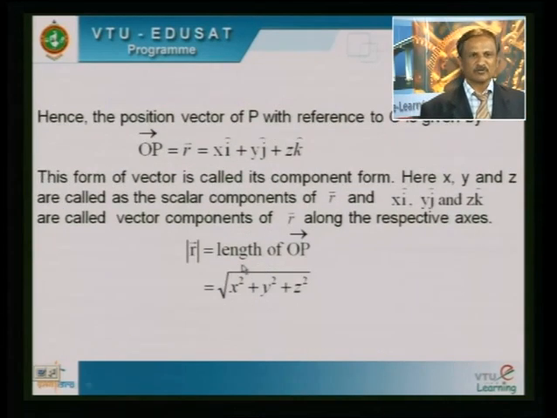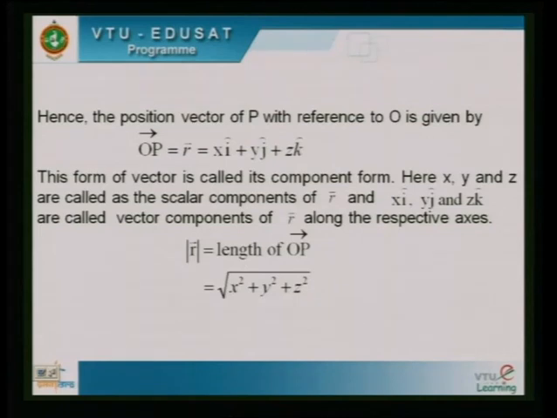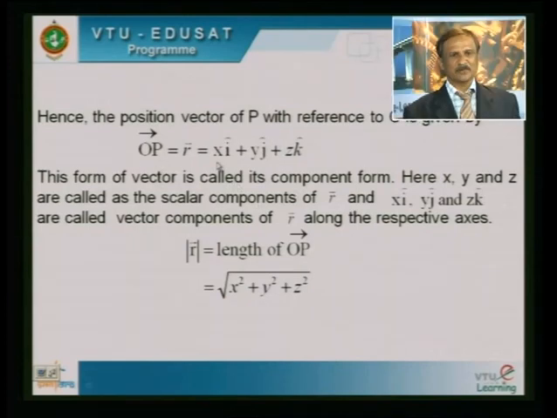I hope we are able to find the components in two dimensions as well as in three dimensions. Is it clear? And sometimes we have to calculate the length of the vector. How do we calculate the length of the vector? For example, R is the given vector Xi plus Yj plus Zk. This form of vector is called component form. Here X, Y and Z are called the scalar components of R, and Xi, Yj, Zk are called vector components along the respective axes.